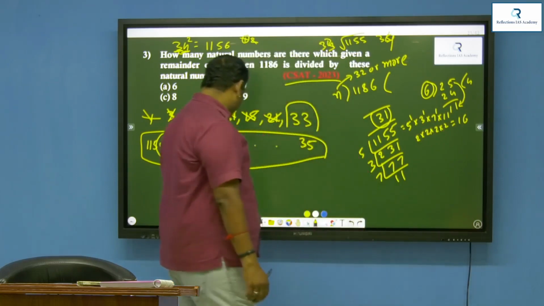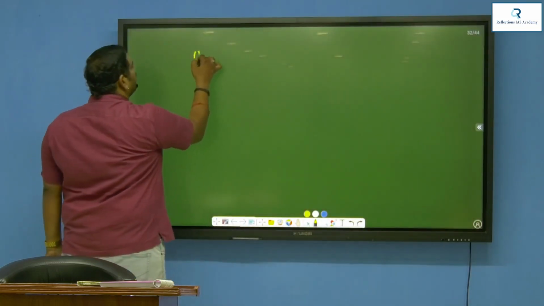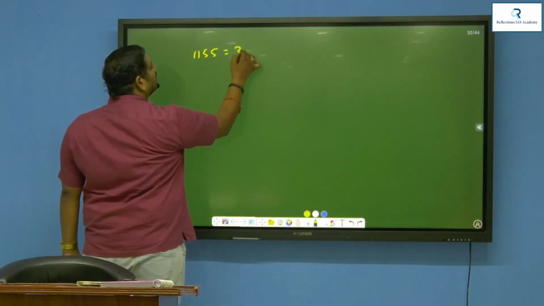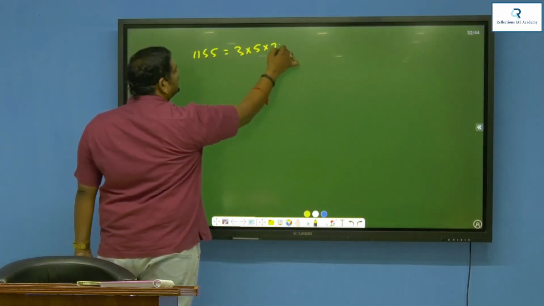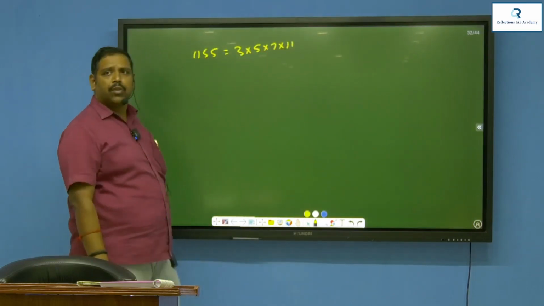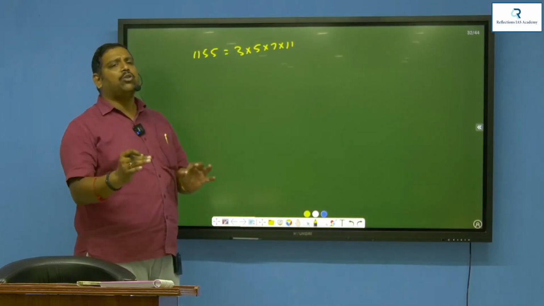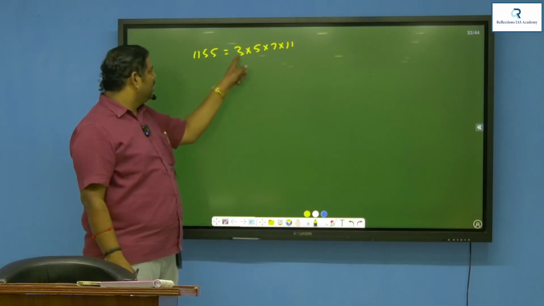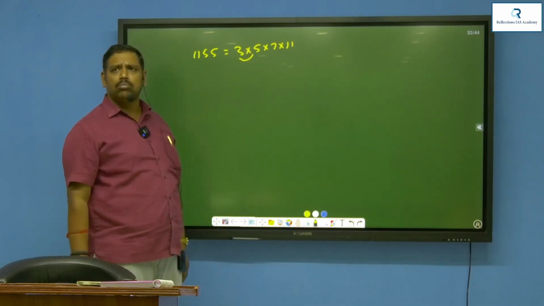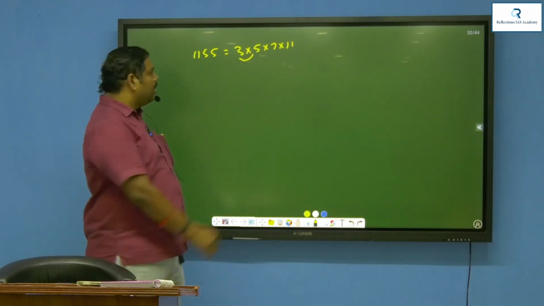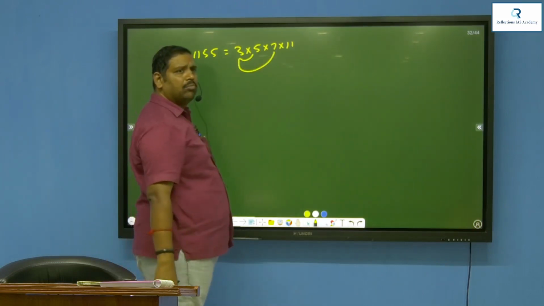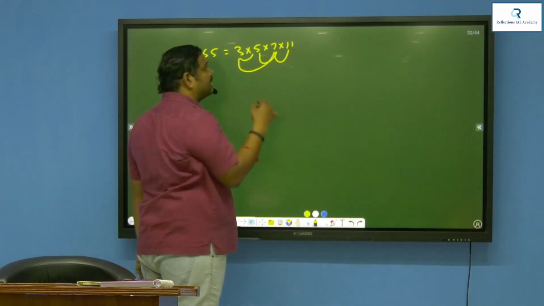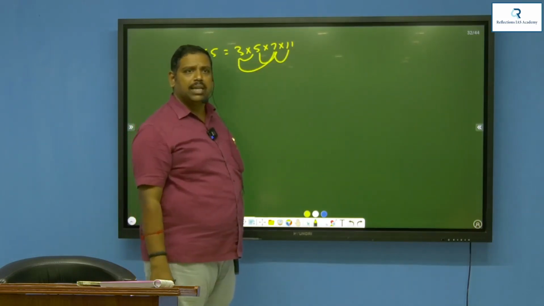See, observe that. What you got? 1155 is equal to 3 into 5 into 7 into 11, right? So you have to take what are the factors? Factors are nothing but these two product is a factor. Yes or no? Or these two product is a factor. Yes or no? Or these 3 numbers product is a factor. Yes or no? Okay, good.